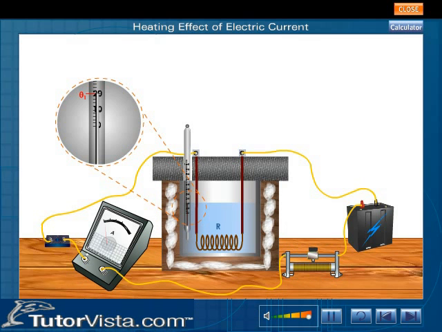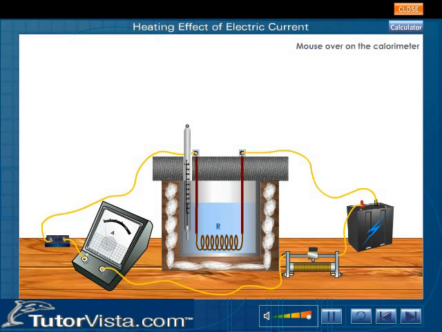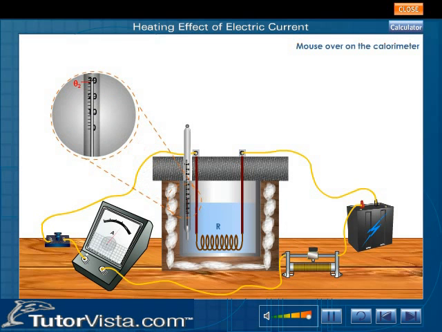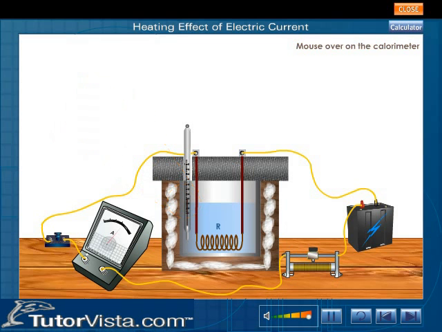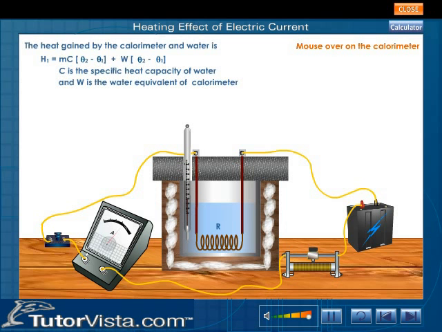Joule noted the initial temperature of water θ1 and then passed a current I1 through the resistor for a known interval of time, say 15 minutes. Due to the flow of current, the temperature increased to θ2. He calculated H1, the heat gained by the calorimeter and water.